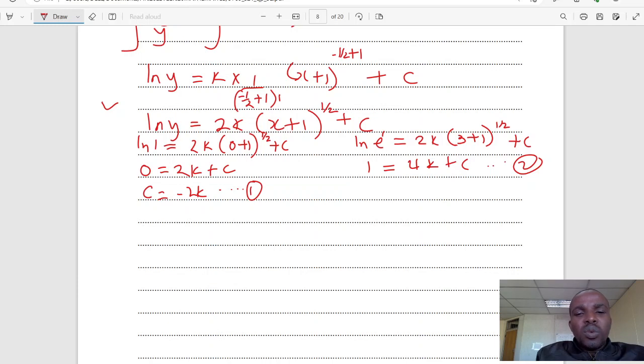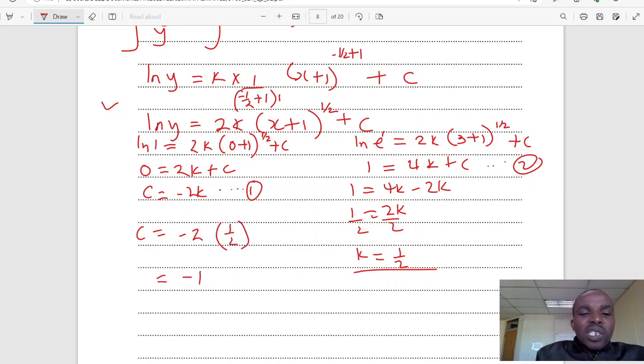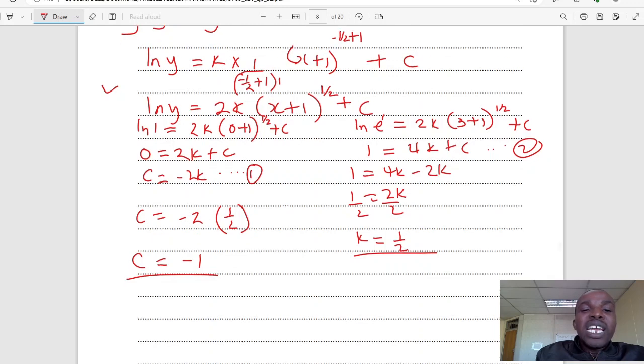This one was my equation 1, then equation 2. Right, then I can substitute in equation 2, where I see c, I put minus 2k. So I can say 1 equals 4k minus 2k, then 1 equals 2k. Divide by 2 on both sides, you get k equals half. Now, to find c, c equals minus 2 times k, which means 2 times half. It will be minus 1. So my c is equal to minus 1.